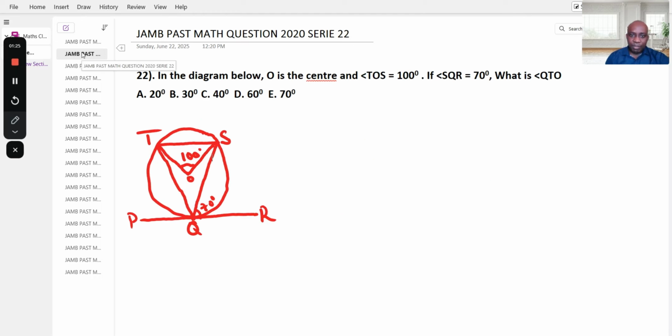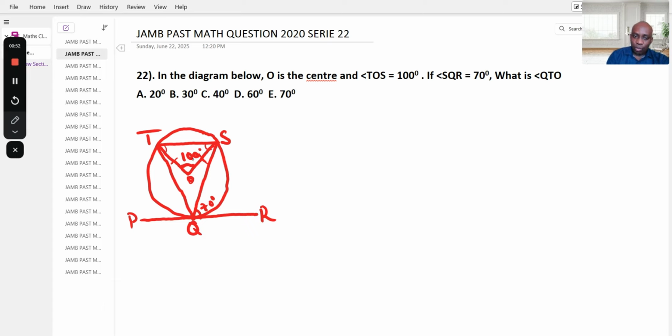In the diagram below, O is the center and angle TOS equals 100 degrees. If angle SQR equals 70 degrees, what is QTO? Okay, let's begin. If we look at here, this is the angle of an isosceles triangle, isn't it? When this side is 100, the other sides here and here are going to be what?